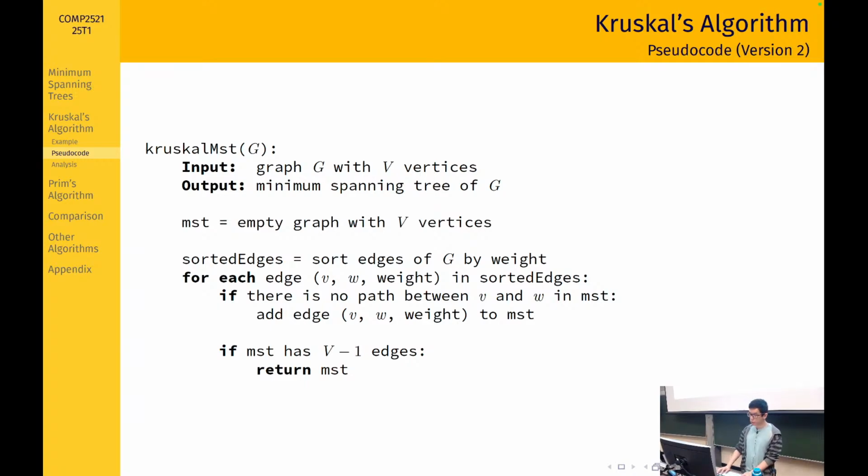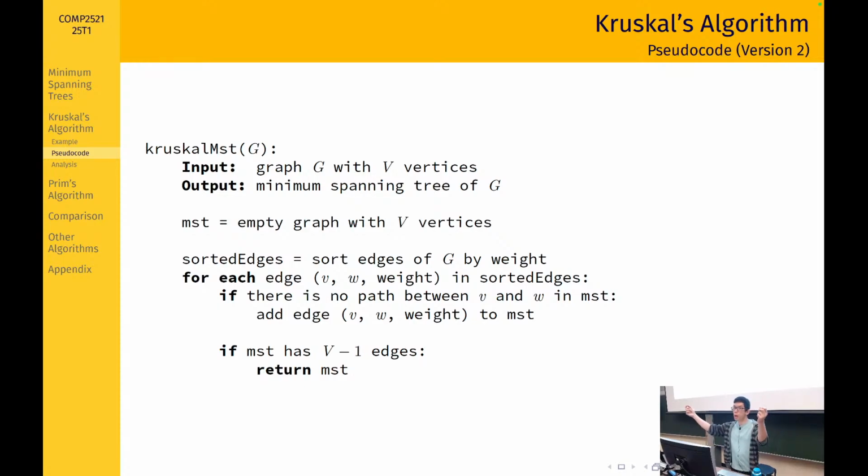Okay, and here's the second version. So as I said, the only way that these two differ is how they check whether adding an edge would create a cycle. Okay, so this one checks for cycles by checking if there is a path between v and w. Right, so for each edge that we consider, we're first going to check if there is a path between v and w. Okay, so between the two endpoints of the edge.